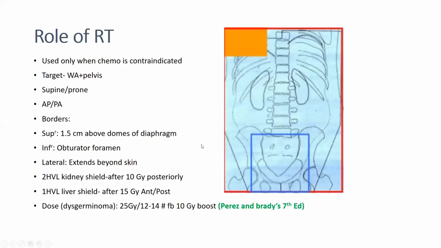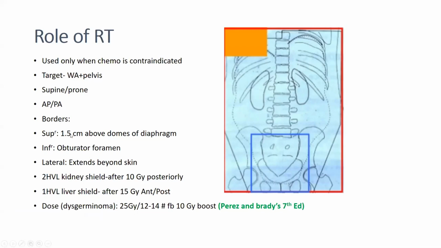Now, one slide about the role of radiotherapy in ovarian tumors. It is generally not used these days and given only when chemotherapy is contraindicated. Because ovarian germ cell or epithelial tumors have a tendency to spread to the peritoneum, our target is the whole abdomen and pelvis. Anterior-posterior, posterior-anterior fields were used historically to treat these patients.